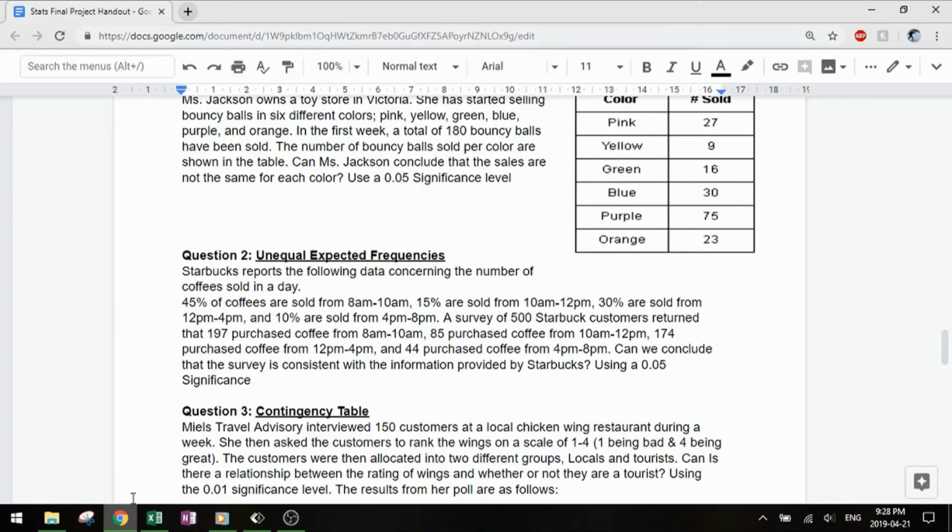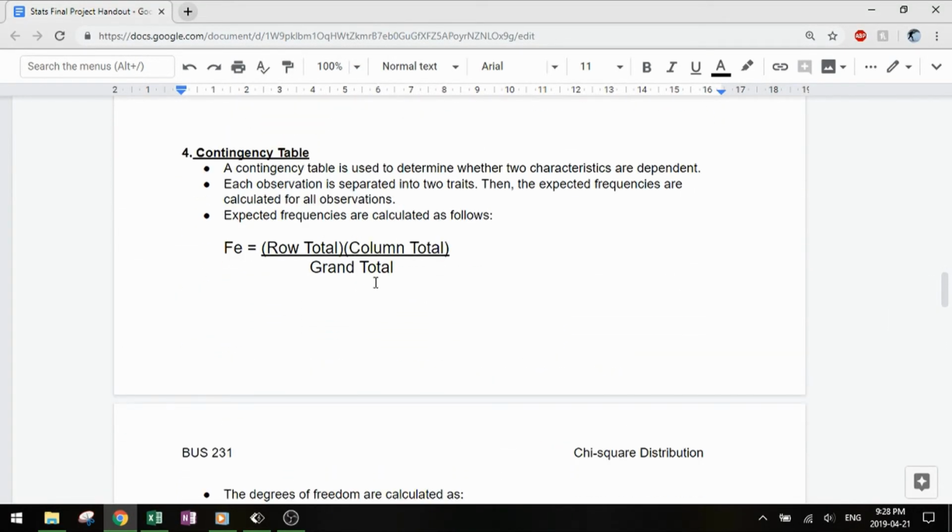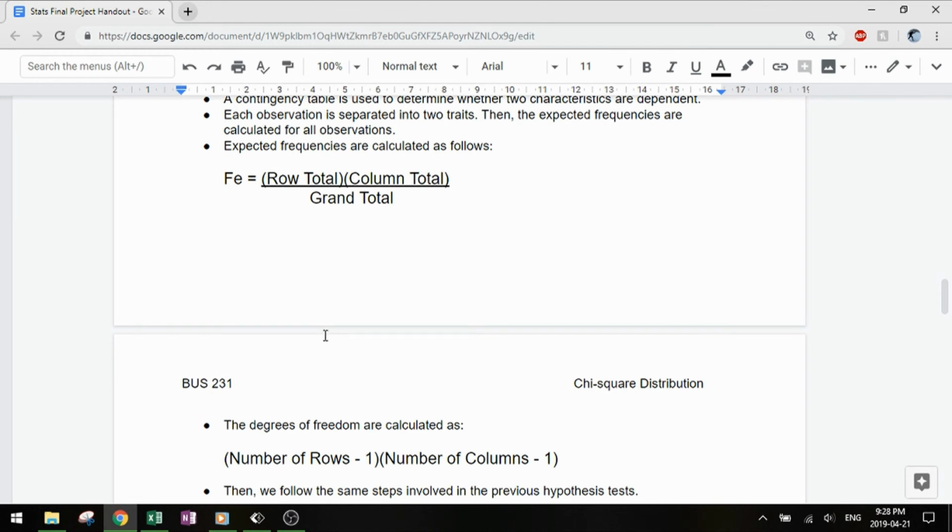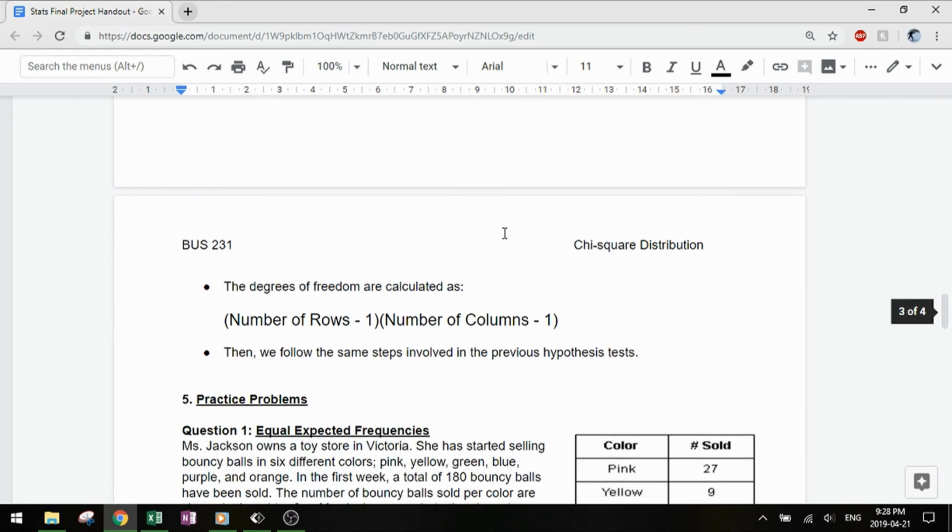A contingency table is very similar to the unequal and equal expected frequencies, and it is used to determine whether two characteristics are dependent or not. Each observation is first separated into two traits, then the expected frequencies are calculated for all observations. The expected frequencies are calculated as row total times column total over grand total. The degrees of freedom are calculated as number of rows minus 1 times the number of columns minus 1. After that, we follow the same steps involved in the previous hypothesis tests.